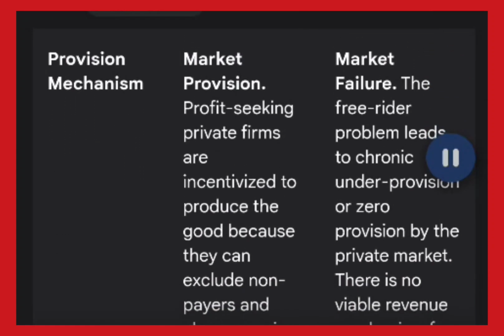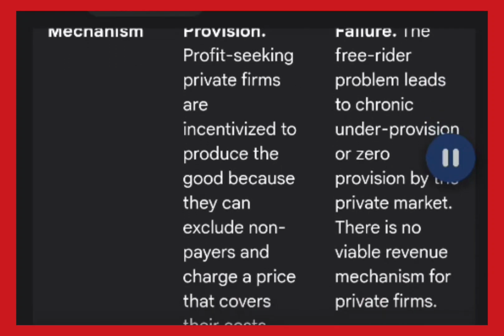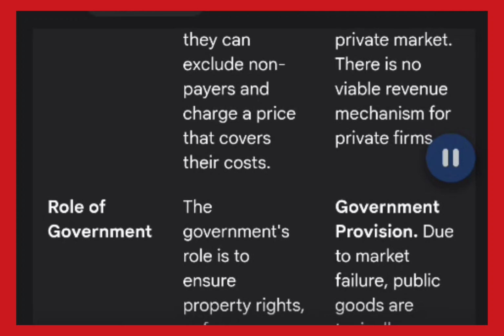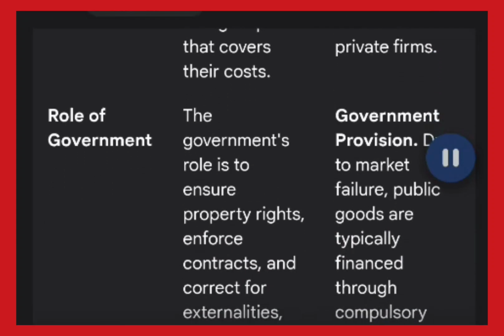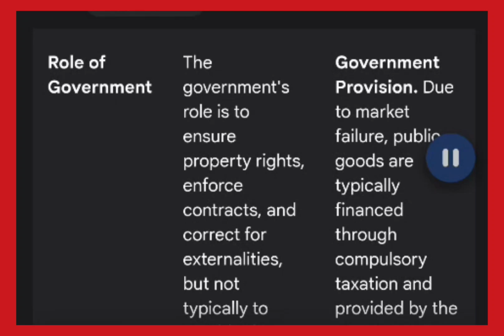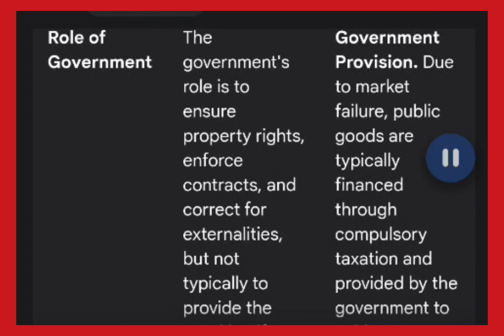Provision mechanism. Market provision: profit-seeking private firms are incentivized to produce private goods because they can exclude non-payers and charge a price that covers their costs. Market failure: for public goods, the free rider problem leads to chronic underprovision or zero provision by the private market. There is no viable revenue mechanism for private firms. Role of government: the government's role is to ensure property rights, enforce contracts, and correct for externalities, but not typically to provide the good itself.